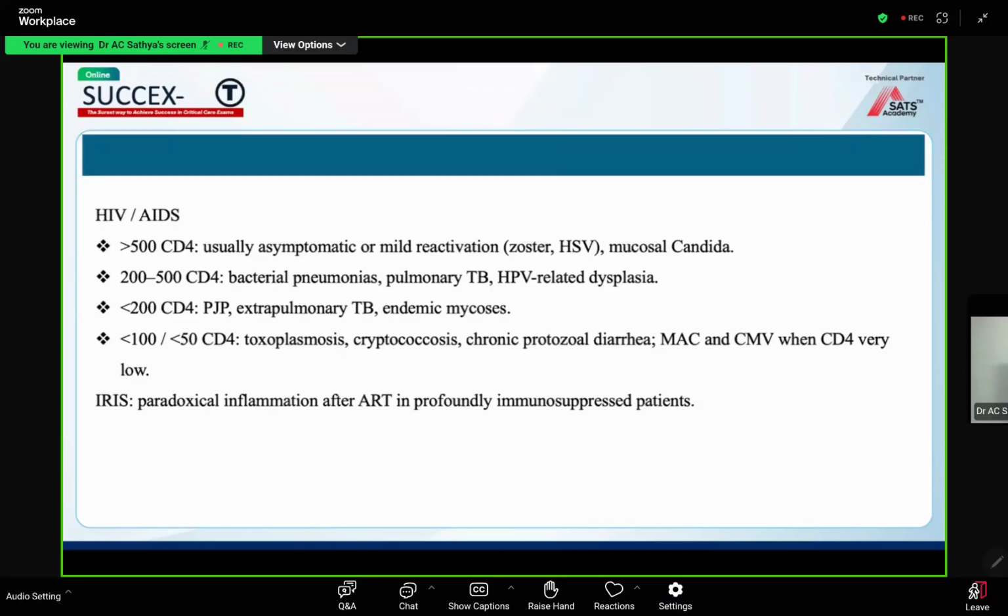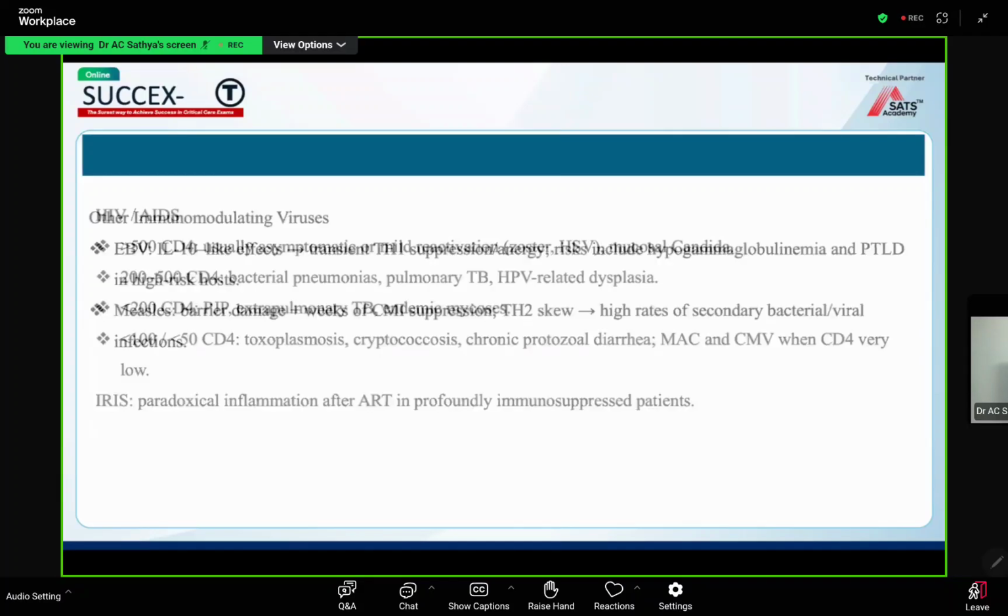When it comes to people living with HIV/AIDS, when the CD4 count is more than 500, they're usually asymptomatic. There can be reactivation of zoster or mucosal candida. With 200 to 500, bacterial pneumonias, pulmonary TB relapse, and HPV-related dysplasias can occur. Less than 200, Pneumocystis, extrapulmonary TB, and endemic mycosis can be there. Less than 50 or 100, we can always have Toxoplasma, cryptococcosis, and MAC, Mycobacterium avium complex.